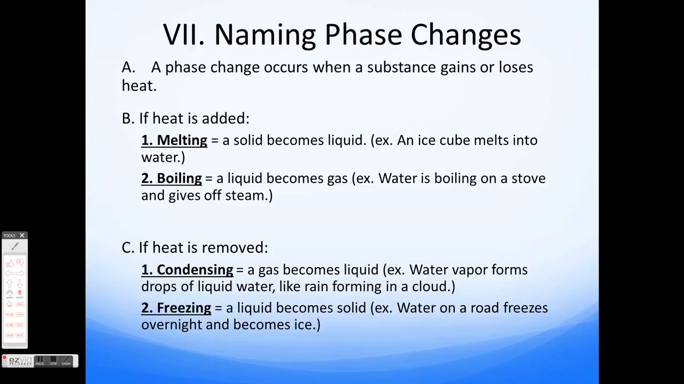There's also condensing. Condensing is when a gas turns into a liquid. So if it's really cold outside, water vapor can drop onto a solid surface, and it'll actually make water droplets. Or freezing, which is when a liquid becomes a solid. So you remove heat from a liquid and it freezes. The example I have here is water on the road freezes overnight and it turns into ice.